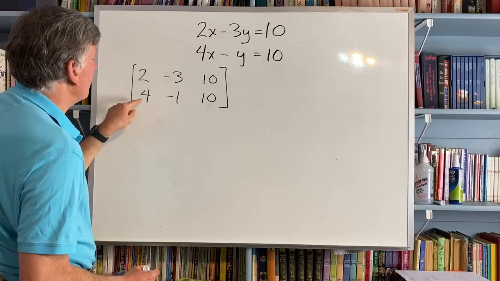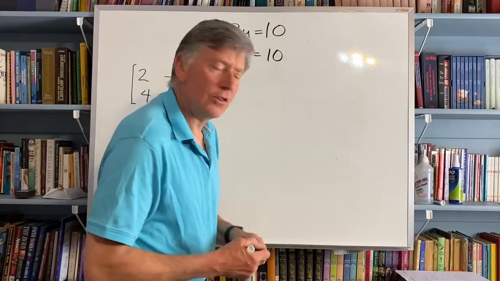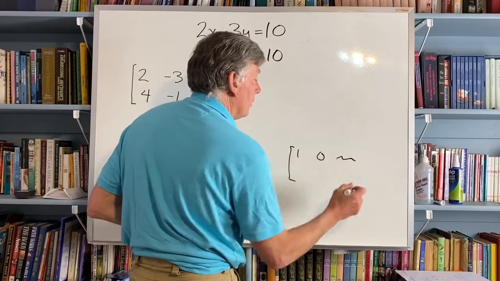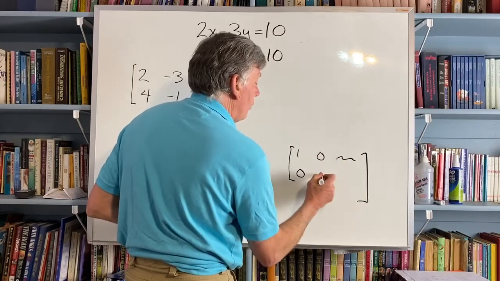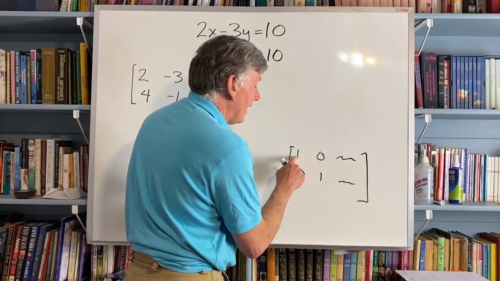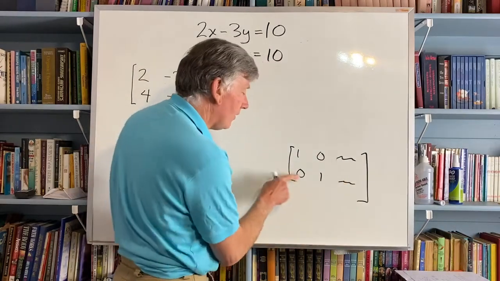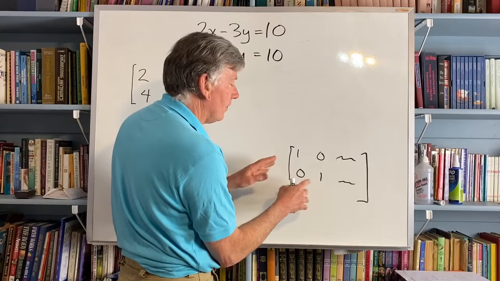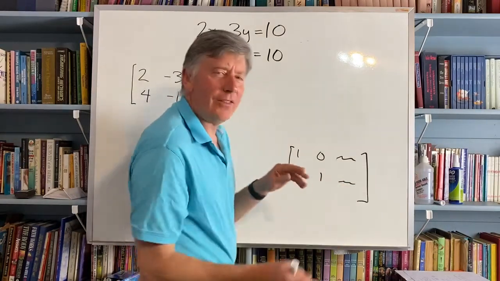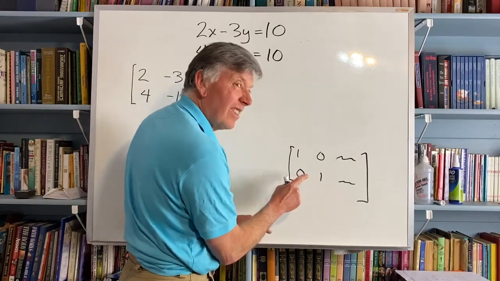What I'm going to do first is, here's what I want. This is what I want it to look like at the end. I want it to look like 1, 0, and some number. And then 0, 1, and some other number. This basically says that x is equal to this, and y is equal to this. So this is my goal. This is the reduced row echelon form, but I don't care about that name, and I don't want you to either. I just want you to know that I'm aiming for this.